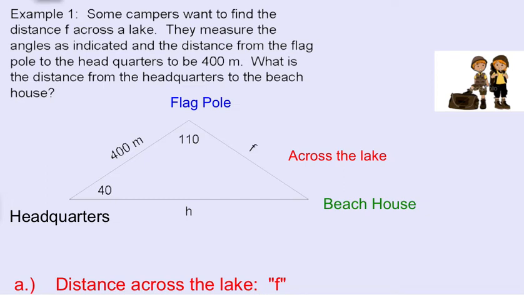Some campers want to find the distance across the lake. They measure the angles as indicated, and the distance from the flagpole to the headquarters will be 400 meters. What is the distance from the headquarters to the beach house? So go ahead and draw that picture. Pause if you need to.